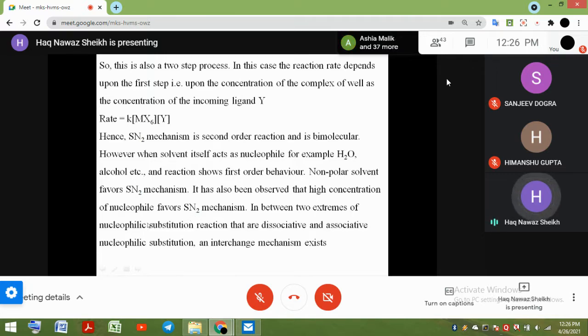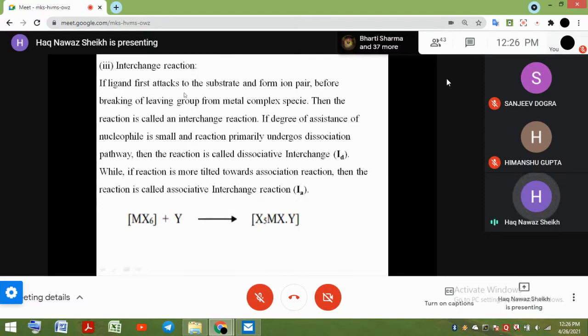In between the two extremes of nucleophilic substitution reactions, that is dissociative and associative, an interchange mechanism can also exist. What is the interchange mechanism? The ligand first attacks the substrate and forms a sort of ion pair. The incoming ligand has not bonded itself to the metal, but formed a loose associate called an ion pair before breaking up the leaving group from the metal complex. Then the reaction is called an interchange reaction.